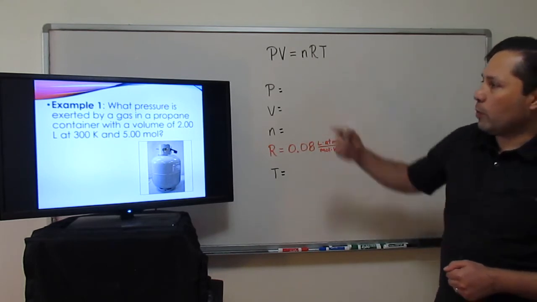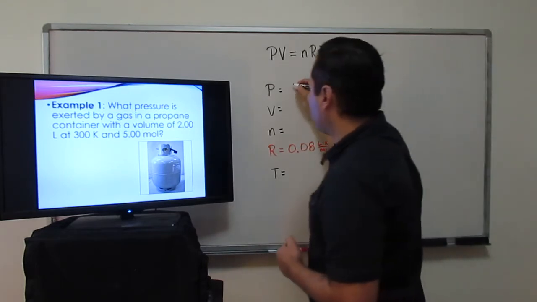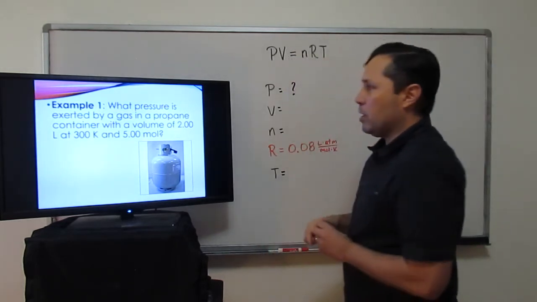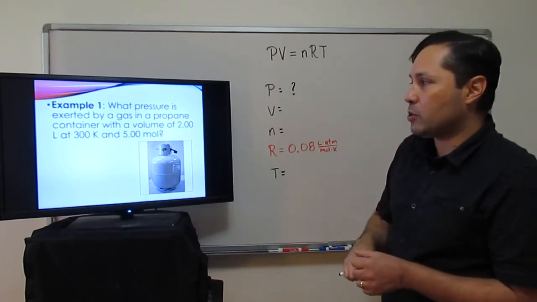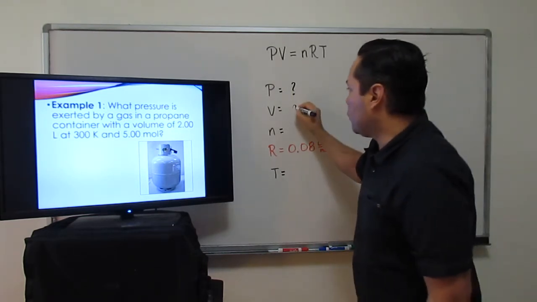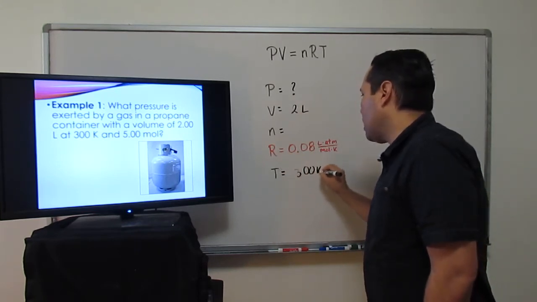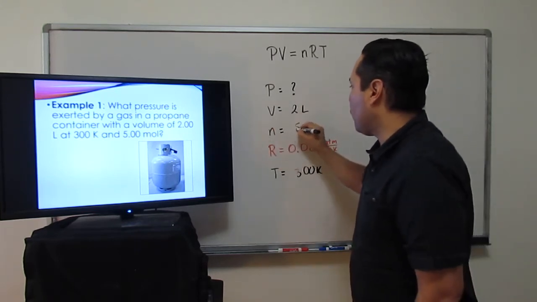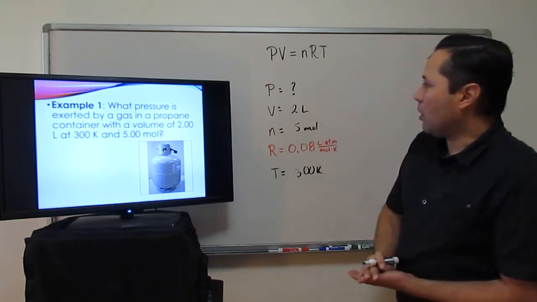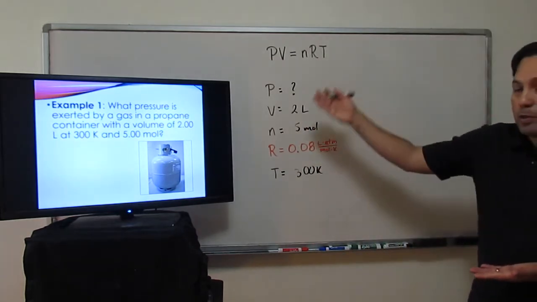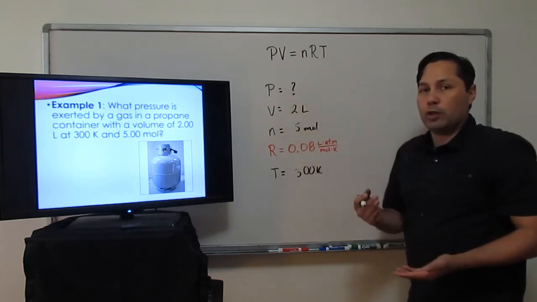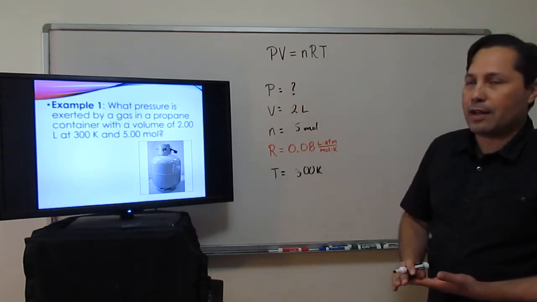So when we're solving for the pressure in this problem, I'm going to put a question mark here for pressure. So what pressure is exerted by a gas in a container that has a volume of 2 liters at 300 Kelvin? That's our temperature. And the moles, there's 5 moles. Alright, so that is all the information given to us, and we're asked to solve for the pressure. What is the pressure inside of that container?